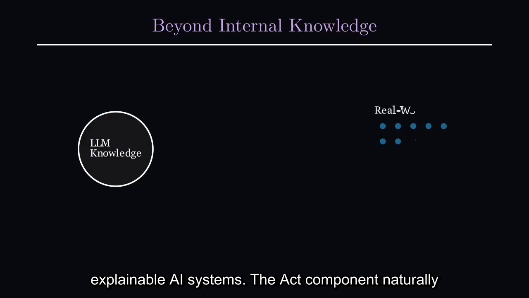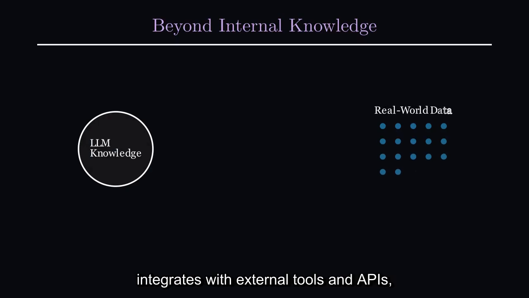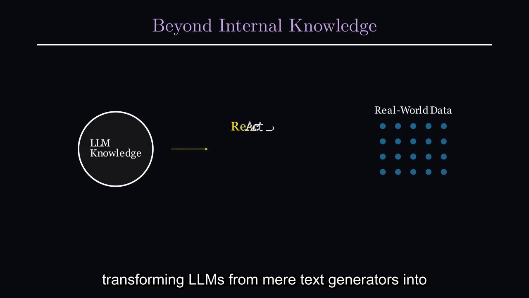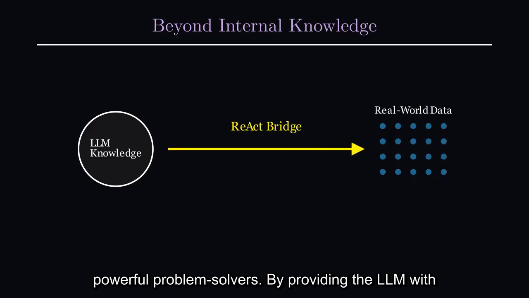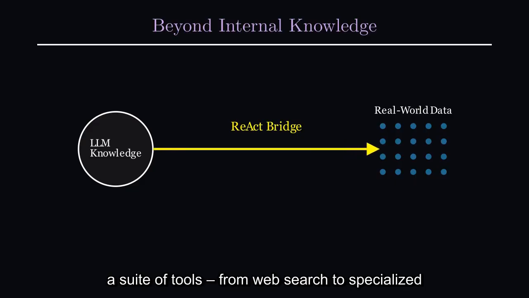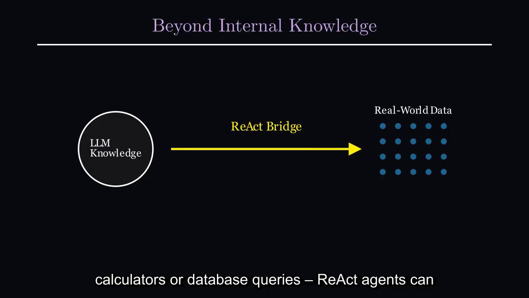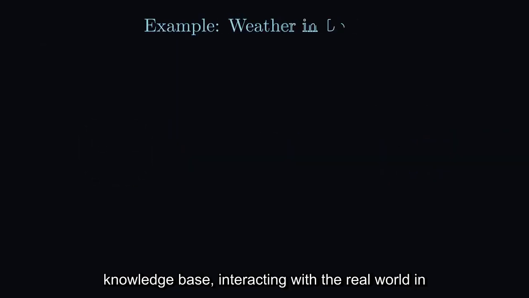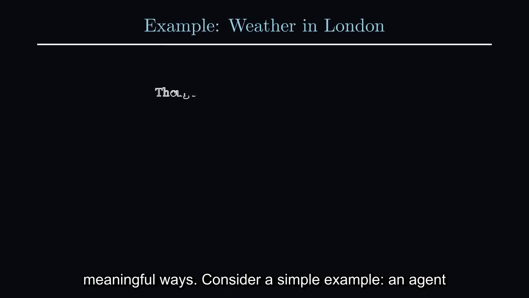The ACT component naturally integrates with external tools and APIs, transforming LLMs from mere text generators into powerful problem solvers. By providing the LLM with a suite of tools, from web search to specialized calculators or database queries, ReAct agents can extend their capabilities far beyond their internal knowledge base, interacting with the real world in meaningful ways.